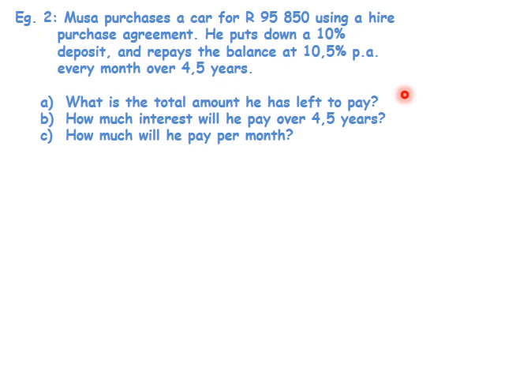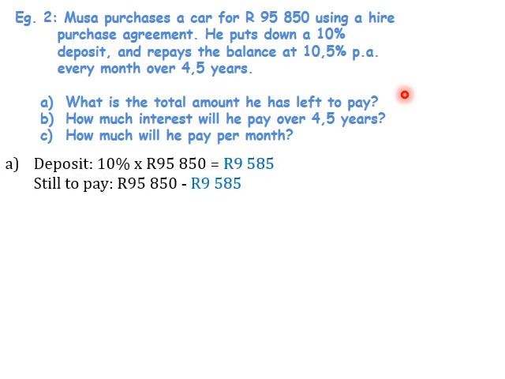So basically they're asking for you to just calculate the deposit, which is 10% of, is a times sign in maths, of 95,850. You pop that into your calculator and you get 9,585. Now that is how much he pays up front, so we take that amount away from the total in order to realize the loan amount. So this is the leftover amount that is going to be put into the simple interest formula.